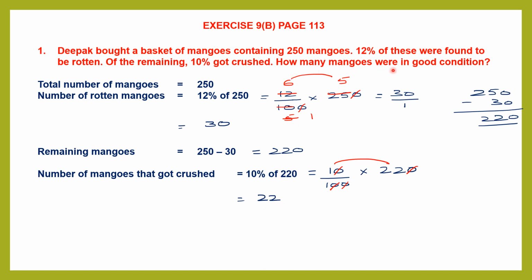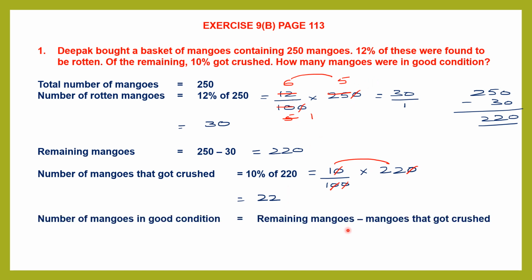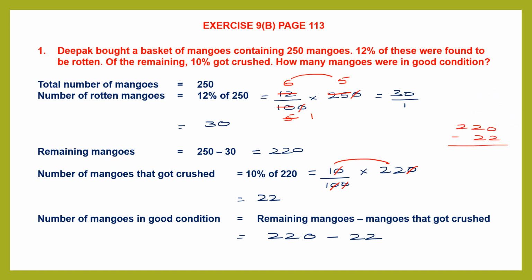Now the question is, how many mangoes were in good condition? Now after you remove all these mangoes, what is left will be the number of mangoes in good condition. That is the remaining mangoes minus the mangoes that got crushed. So what is the remaining mangoes? We found out to be 220 minus mangoes that got crushed is 22. So let's subtract these two. 220 minus 22, so this is 10, 10 minus 2 is 8. So 1 minus 2 you can't do, again you borrow. So 11 minus 2 is 9 and 1, 198. So number of mangoes in good condition is 198. So this is our final answer.